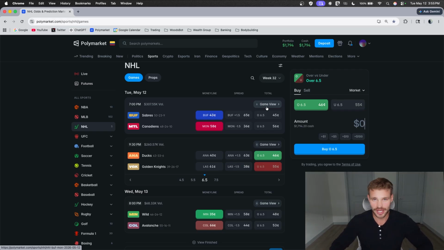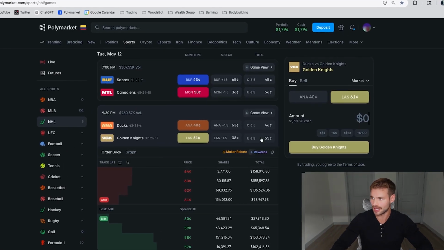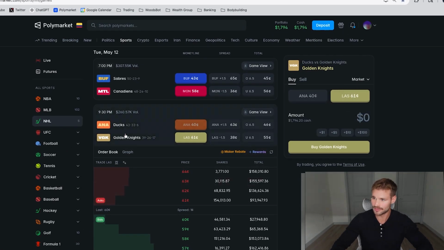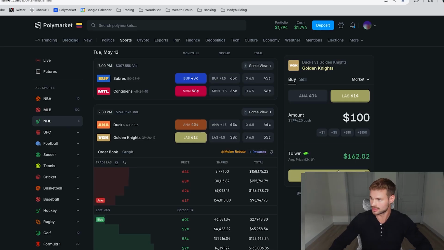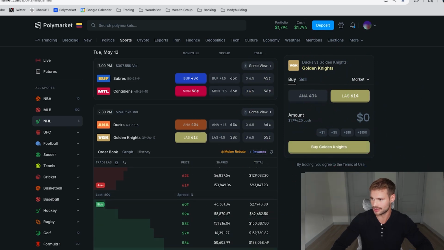Let's do a moneyline example as well as a spread example that John just sent out. The moneyline example, I'm going to bet that the Golden Knights are going to beat the Anaheim Ducks today, and I'm going to market enter. Just going to put in $100. I'm betting $100 to win $62. You're going to buy Golden Knights, and it pops up just right under here as confirmed.